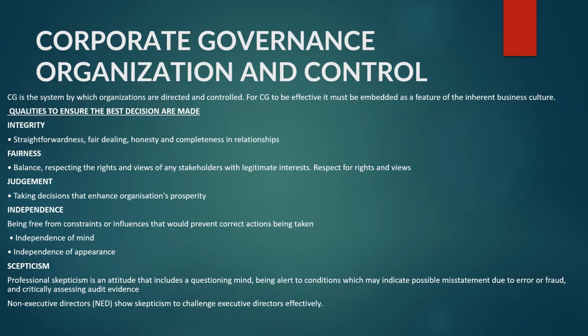The next, independence. Independence here has to do with being free from constraints or influences that will prevent correct actions being taken. Under independence, we have two major parts. That is, independence of mind and independence of appearance.